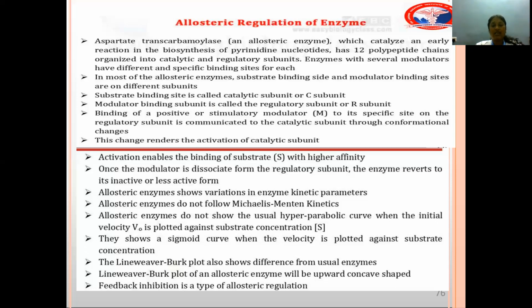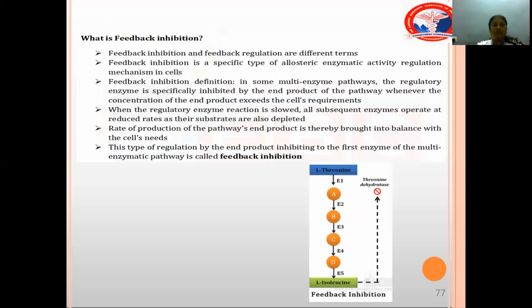Feedback inhibition is a type of allosteric regulation. So what is basically feedback inhibition? Feedback inhibition and feedback regulation are two different terms. Feedback inhibition is a special type of allosteric enzymatic activity regulation mechanism in cells. You would have studied in your previous classes or in school where there is a thing called feedback inhibition. That is, the product will go and inhibit the upstream steps in a pathway, or the upstream metabolic enzyme, whatever it is.